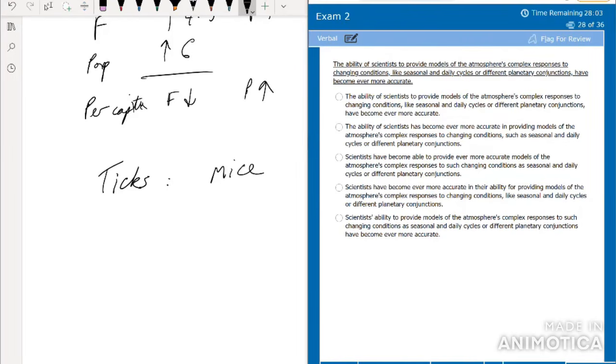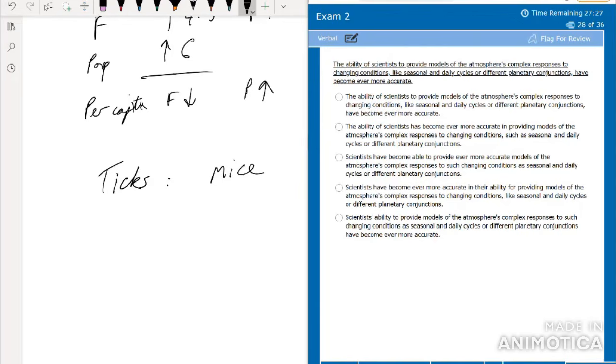The ability of scientists to provide models of the atmosphere's complex responses to changing conditions like seasonal and daily cycles or different planetary conjunctions have become ever more accurate. Okay, so lots wrong here. What are we talking about? Well, we're talking about the ability of scientists. So first of all, it can't be "have", it should be "has", but even then, you can't have an ability becoming more accurate. You can get scientists becoming more accurate. So we can get rid of A and B. And E, and so we're down to C and D.